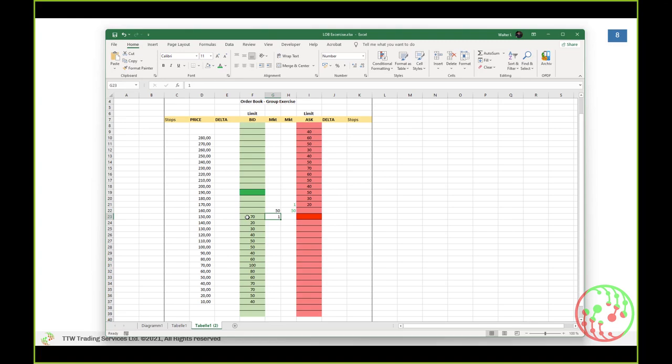What do we need at 150? How many contracts do we need at 150 to make the price fall? 70. Yeah. What do we need to make the price come back from 150 to 140? How many? 20. Yeah. You see, in this case, the price goes back here.